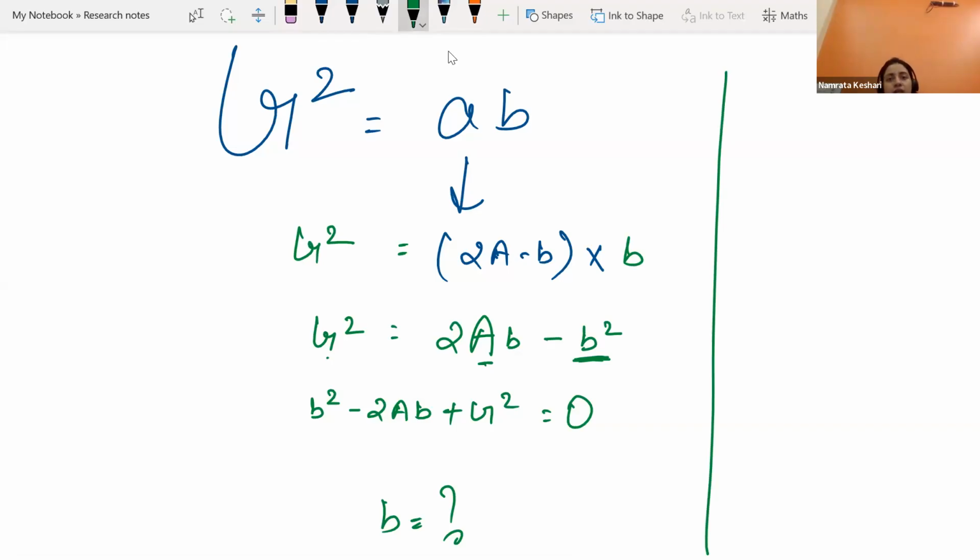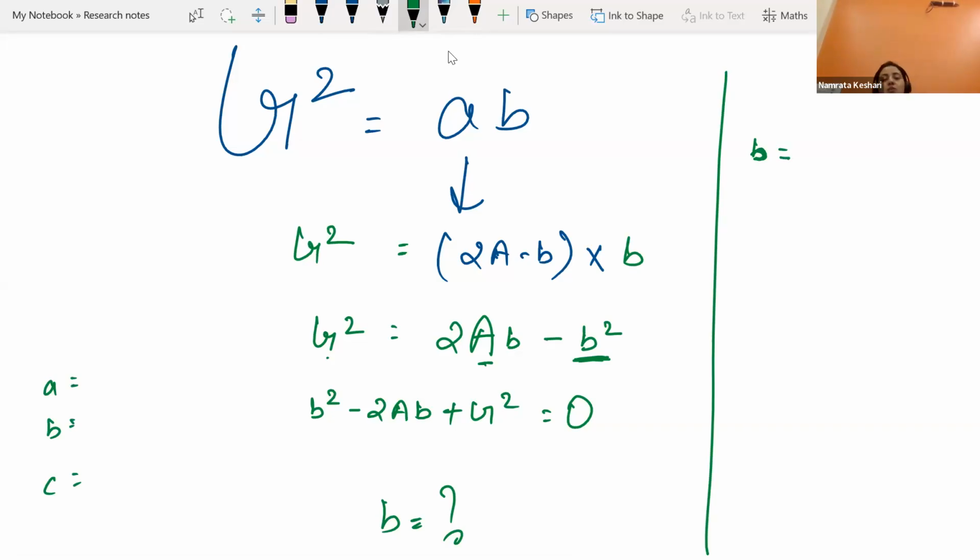We will use the quadratic formula. Okay, we are having a quadratic formula which will directly give the value of b. b is equals to minus b. Can you tell me what is b in this quadratic equation? What is a, what is b, what is c? Please tell me quickly, Ali and Alina.